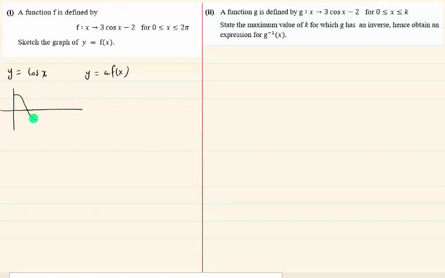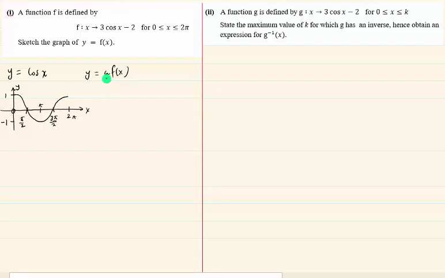So the original graph of y equals cos x looks something like this. It goes to 0 at pi over 2. This is pi, this here is going to be 2 pi, and that's going to be 3 pi over 2. The maximum value is going to be 1, and the minimum value is going to be negative 1. And obviously that's your y-axis, and this is the x-axis.